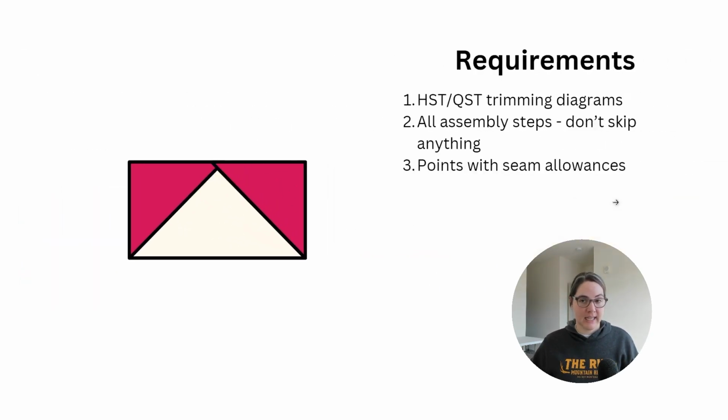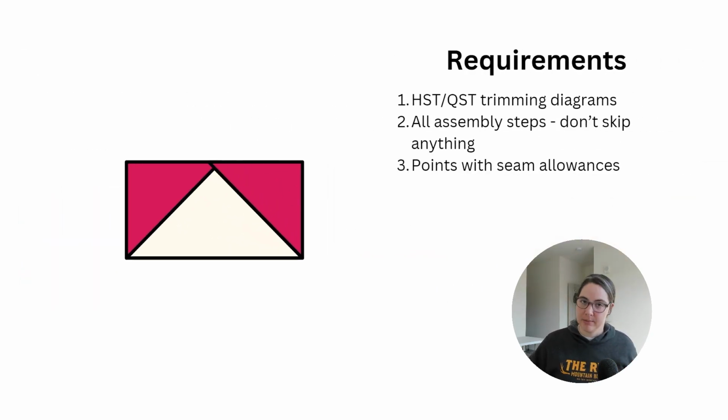The next thing is showing points with seam allowances. So a lot of times as quilt pattern writers for HSTs, when you sew them together, like I was talking about before, you get the diagonal seams coming together and then there's a little bump, right? And if you're a little bit more advanced as a quilter, you know that that's going to get eaten up when you sew the next piece together.